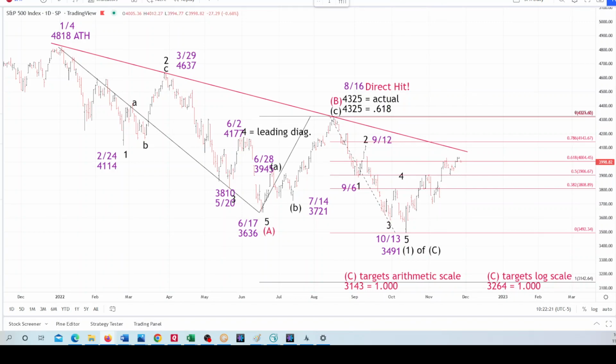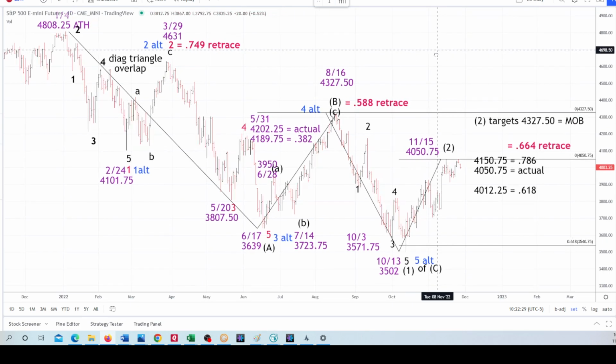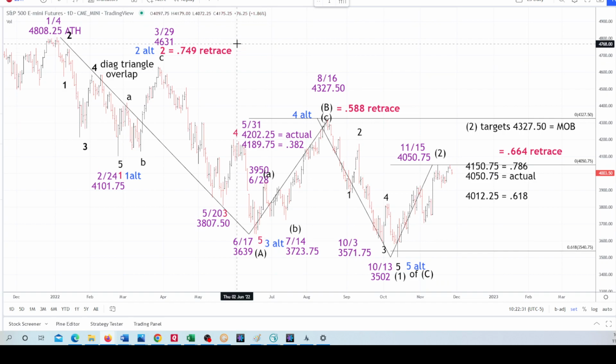Let's get into the ES. I don't think we need to go to any more detail. Again, the ES is the futures. S&P is very similar to the cash. I've been labeling these second wave retracements. That was a 749, that was a 588, and so far this is a 664. And this here is interesting.